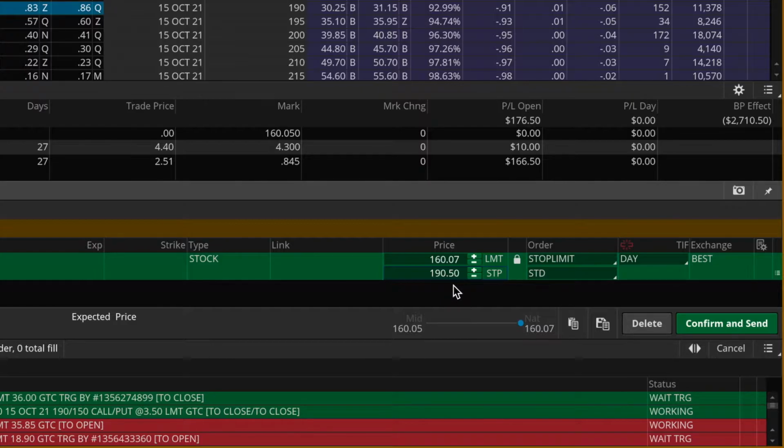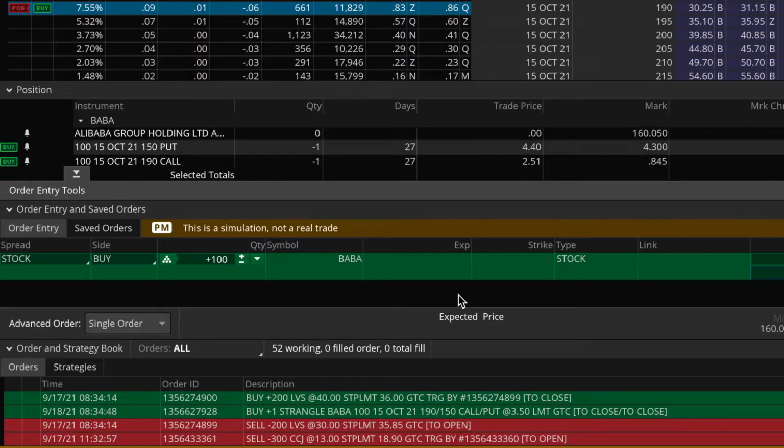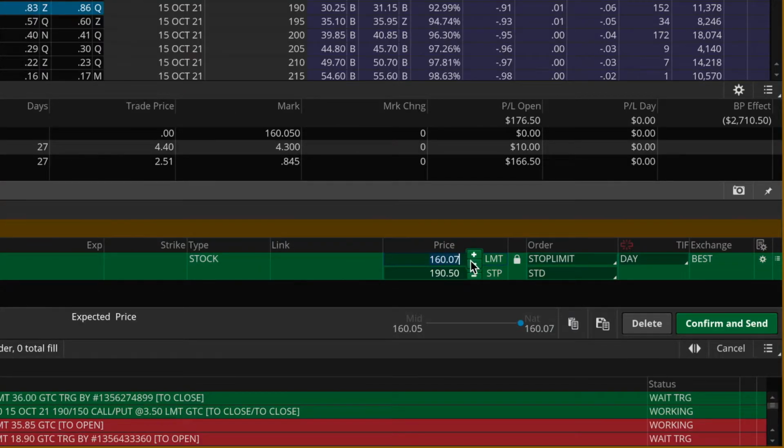But again, should Alibaba reach a price of $190.50 per share, this order will now become active and try to purchase 100 shares of the stock. Now the limit price is the highest price I'm willing to pay to buy these shares. And so of course, intuitively, it must be greater than your stop price. And so for this one, I can just put 200 for example. So now the full picture here is again, should this stock reach a price of 190.50, this order here will immediately become active and try to purchase the shares as close to 190.50 as possible. This 200 here is simply the ceiling, the highest price at which I'm willing to buy the shares at.